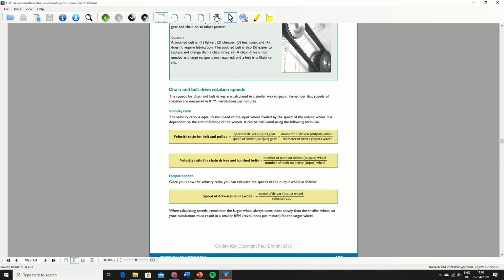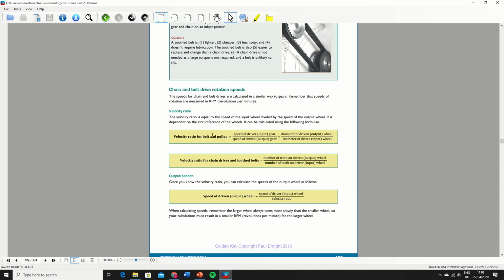So this is just for our belt and pulley now. Okay, so there's 2 different formulas. 2 of them are very similar anyway, but 2 different formulas. One for belt and pulley, and then one for our chain drive and our toothed belts. So we'll go with our belt and pulley first. So this has no teeth on it. Okay, so the speed of the driver wheel over the driven wheel is equal to the diameter of the driven wheel over the diameter of the driver wheel.